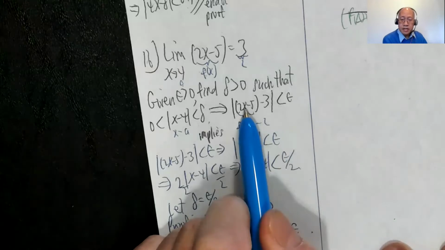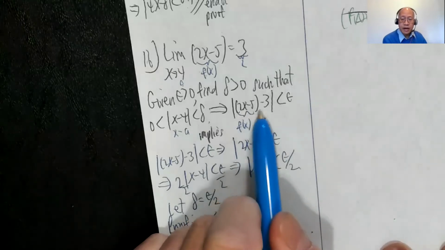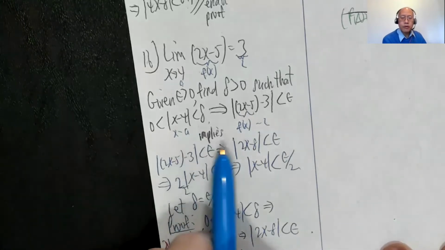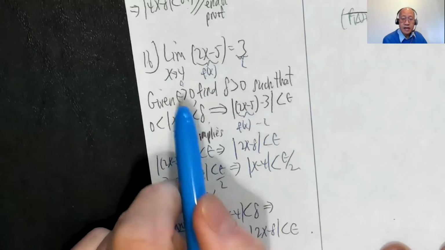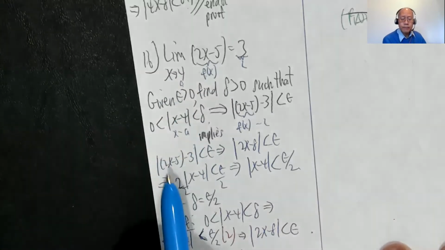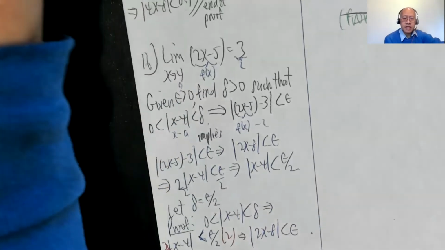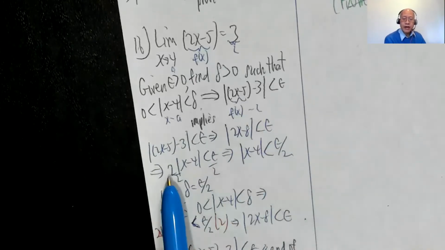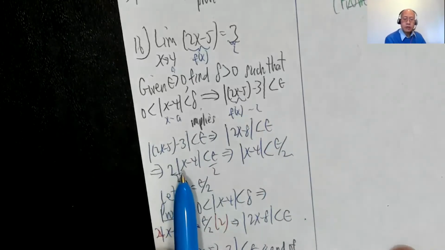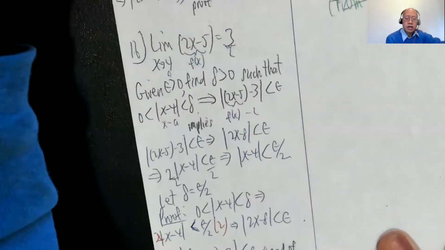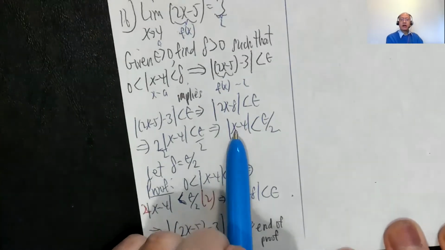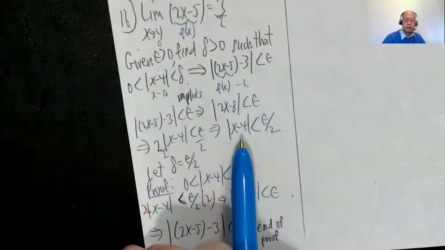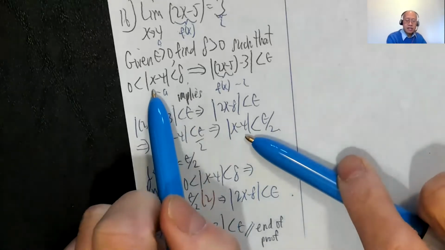I start off with this, absolute value of 2x minus 5 minus 3 is less than epsilon. I try to force the left-hand side to look like x minus 4. Usually the calculation is not too hard. So that becomes, implies absolute value of 2x minus 8 is less than epsilon. Factor out the 2. 2 absolute value of x minus 4 is less than epsilon. Divide both sides by 2. Absolute value of x minus 4 is less than epsilon over 2. So that now matches that.